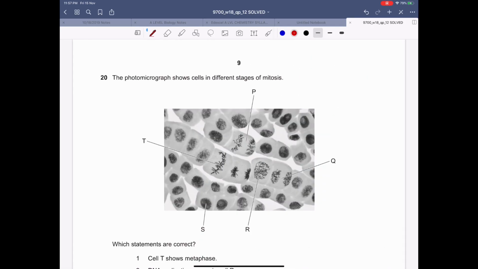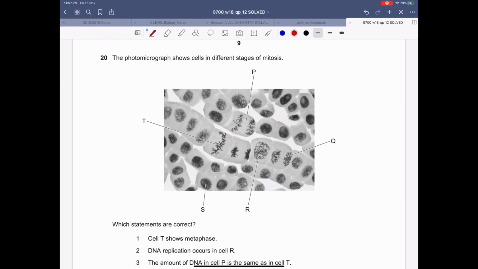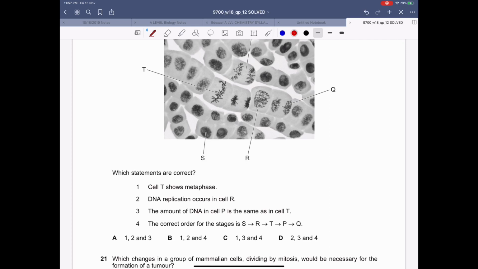Number 20. The photomicrograph shows cells in different stages of mitosis. We can see P in anaphase. We can see Q in probable telophase, and T in metaphase. R is in, looks like early prophase to me. S is in interphase. Which statements are correct?